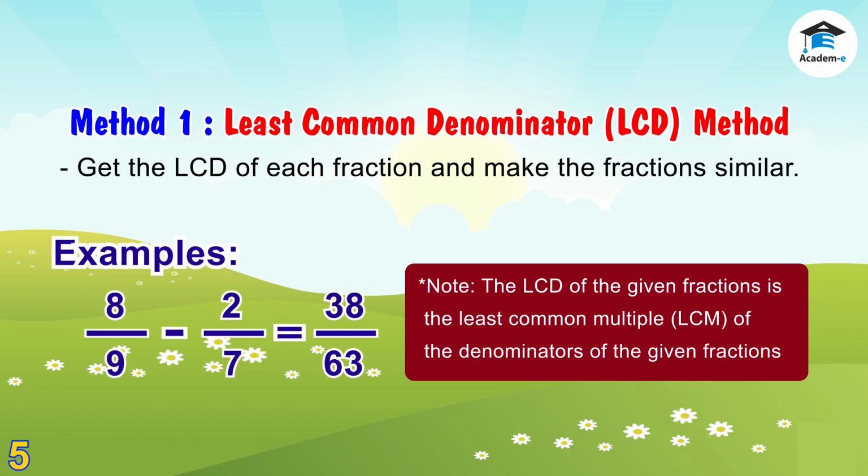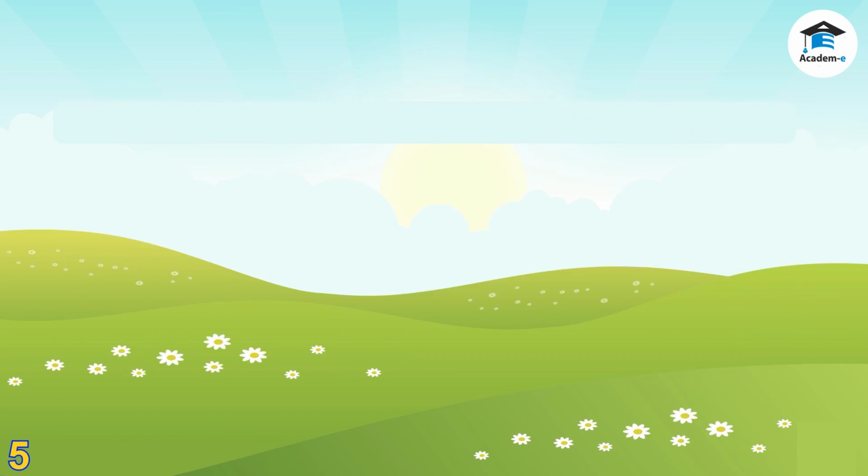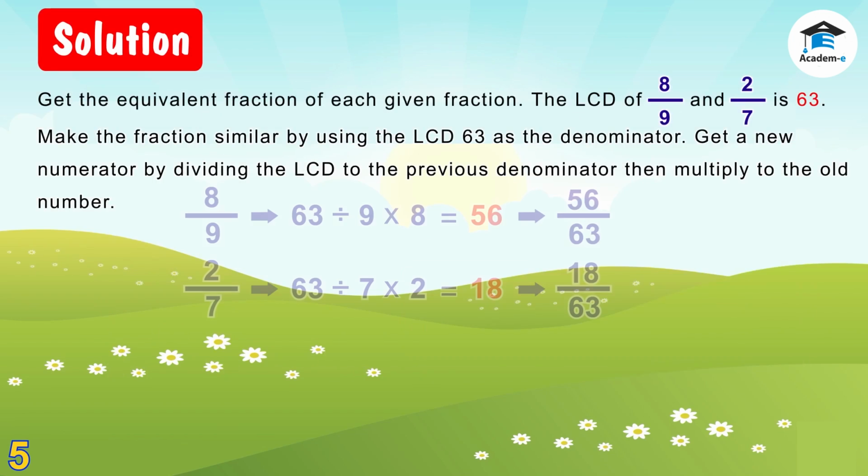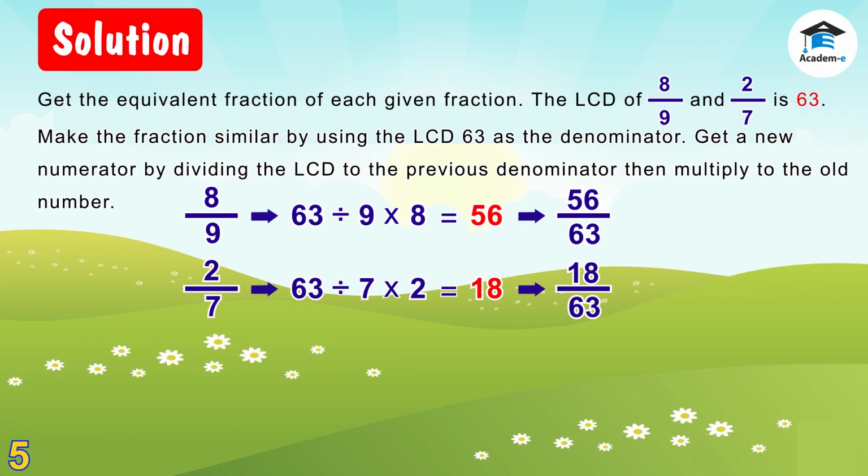Examples. Solution. Get the equivalent fraction of each given fraction. The LCD of 8/9 and 2/7 is 63. Make the fraction similar by using the LCD 63 as the denominator. Get a new numerator by dividing the LCD to the previous denominator, then multiply to the old numerator.